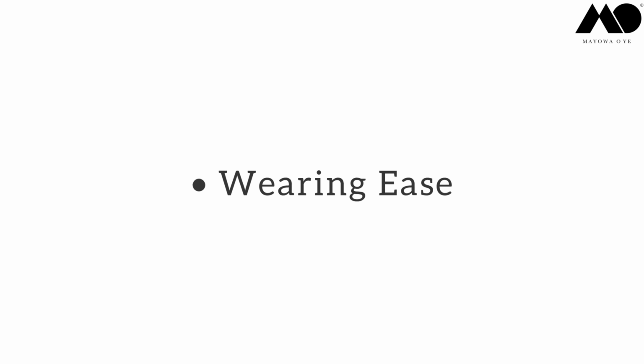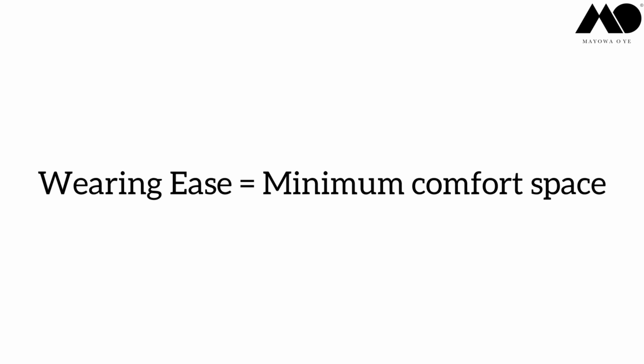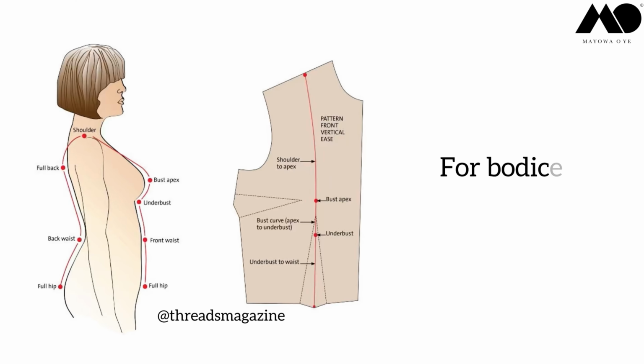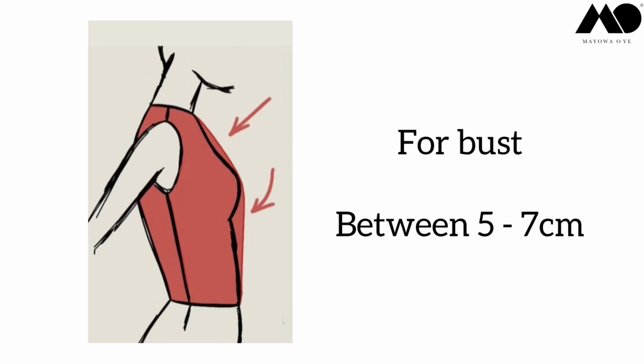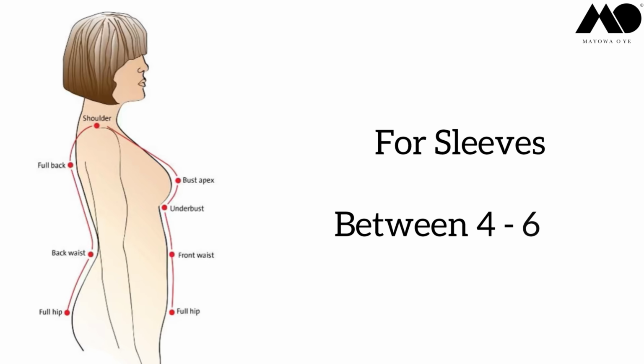Number 1, wearing ease. Wearing ease is the minimum space your body needs for breathing, movement, and comfort. It has nothing to do with style, but majorly about function. Most typical wearing ease amounts: for bust, you typically need between 5 to 7 centimeters, and 7 centimeters is about 2.8 inches if you work more in inches. For hips, between 3 to 5 centimeters, and for sleeves between 4 to 6 centimeters.